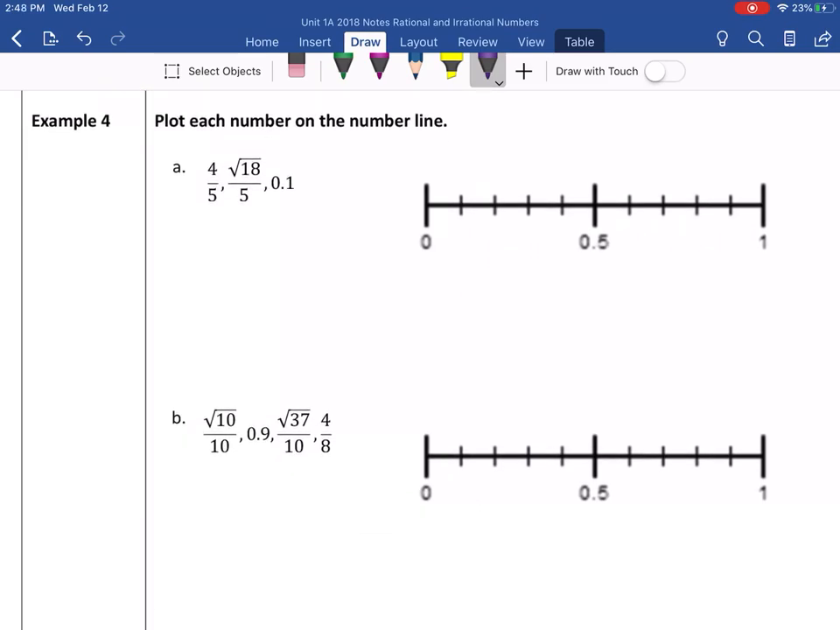Now we're going to do the same thing, except for putting them on lines, we're going to put them on a number line. Now if you notice, this number line goes from 0 to 1. All right, and in the middle is 0.5. Halfway across here is 0.5. All right, let's look at this.